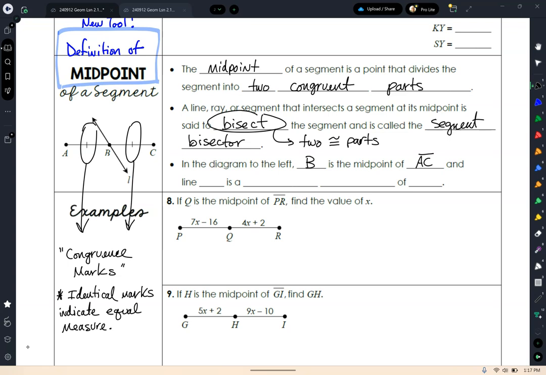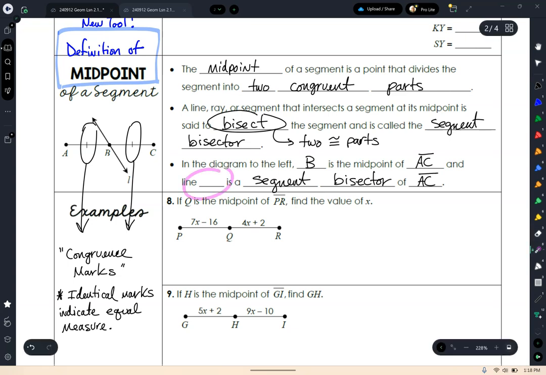And what is a segment bisector? Well, here, let's write this in. Line what is a segment bisector of AC? You fill in what you think goes right there. Remember, right above, we just said that if a line, ray, or segment intersects another segment at its midpoint, it is the segment bisector. So which line are we talking about here? We're talking about line L.